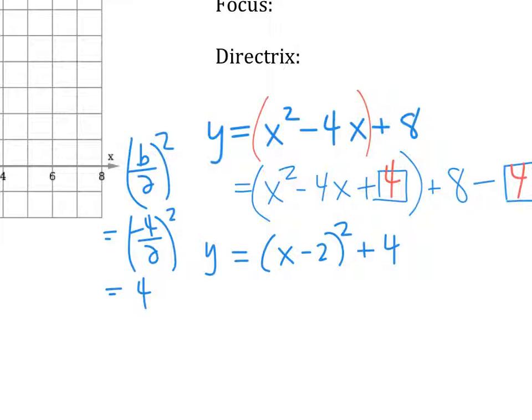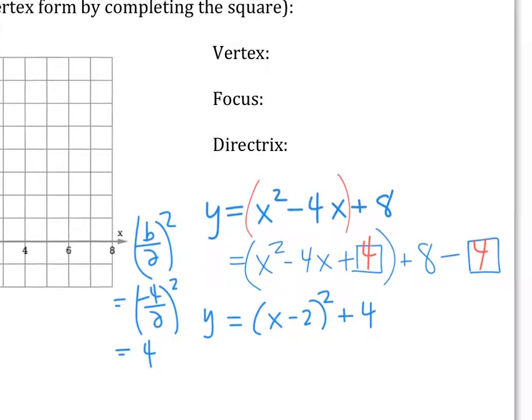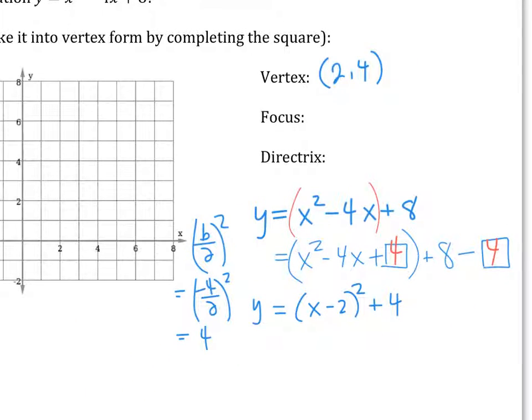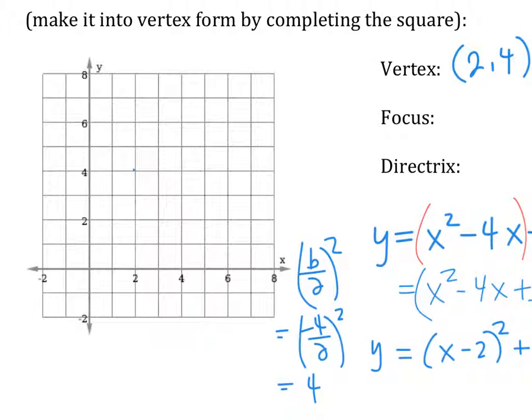So from here, you can figure out the vertex. What is the vertex? (2, 4). Thank you, Sally. Next thing you're going to do, draw a picture. Draw where the vertex is and where you think this parabola is going to turn. All right, (2, 4) is the vertex.